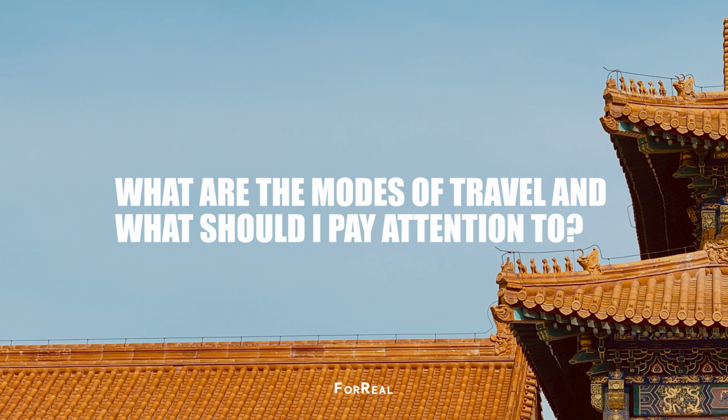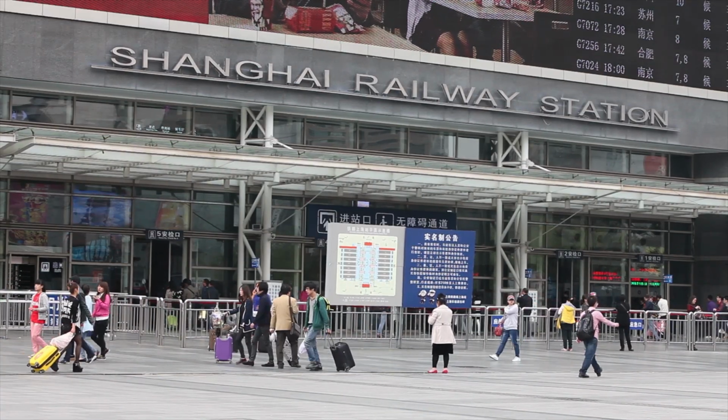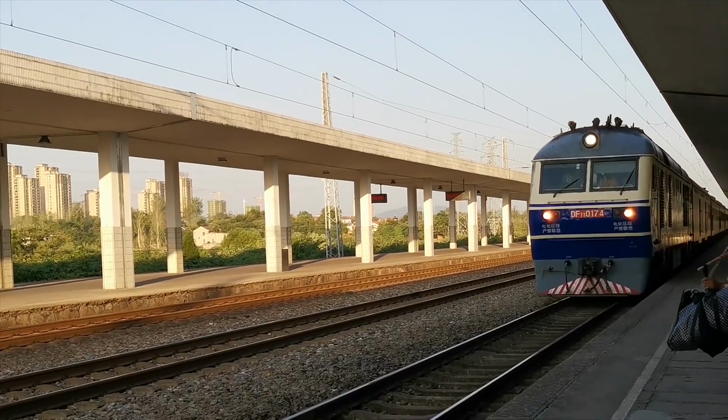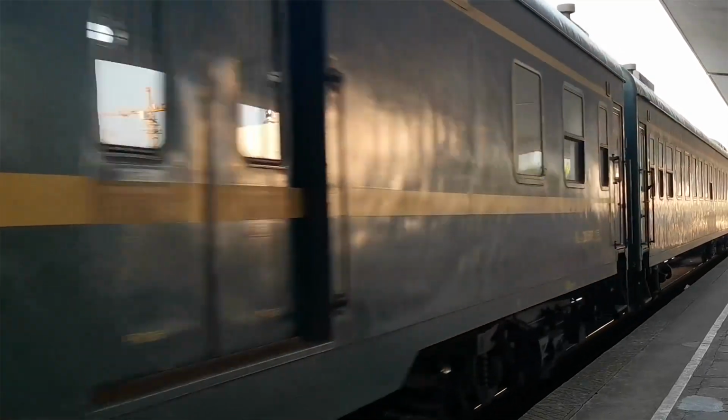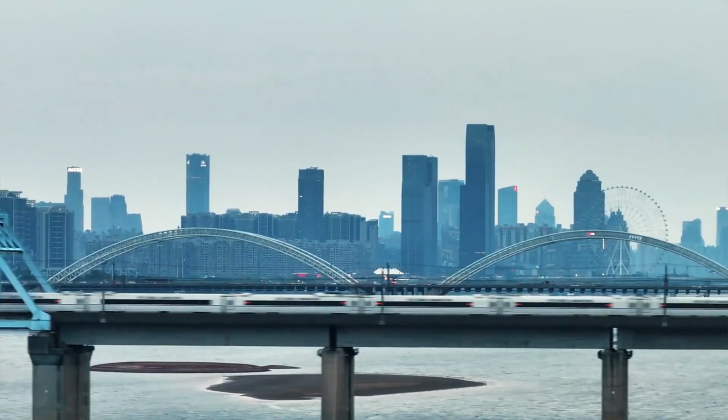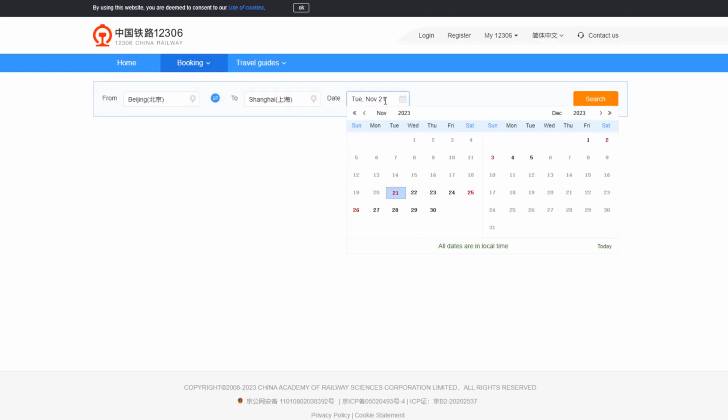What are the modes of travel and what should I pay attention to? If you need to travel across provinces and cities in China, trains are your best choice. Chinese cities usually have 2 to 4 train stations, some of which are old stations that only serve traditional trains. So when buying tickets, be sure to confirm which station is the most convenient for you. Traditional trains are cheap but slow, while high-speed trains are expensive but fast. You can reserve tickets up to 15 days in advance, but on holidays there are usually no tickets. That's why I mentioned above to avoid holidays.